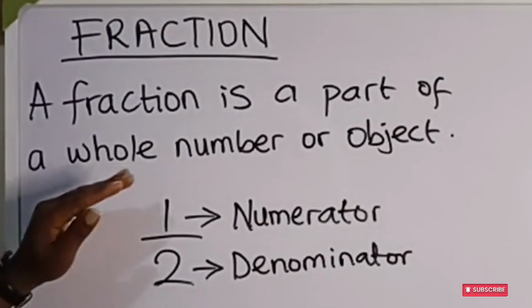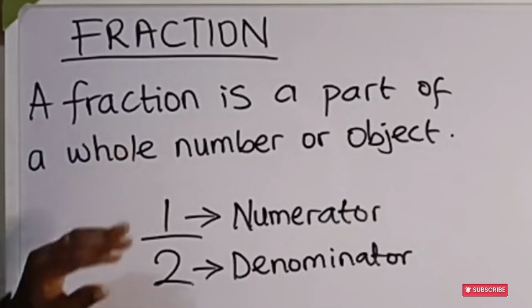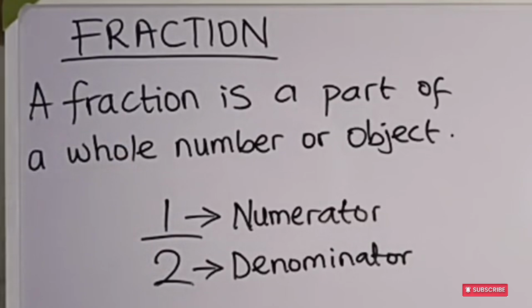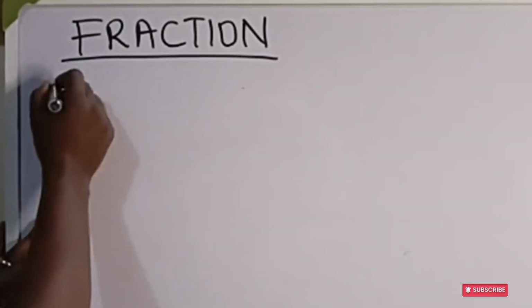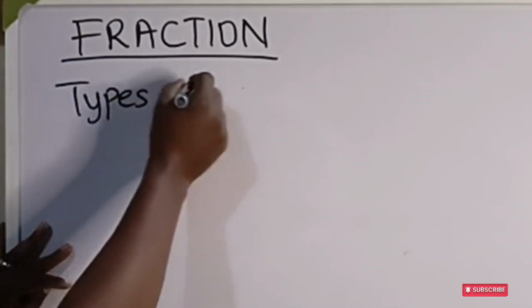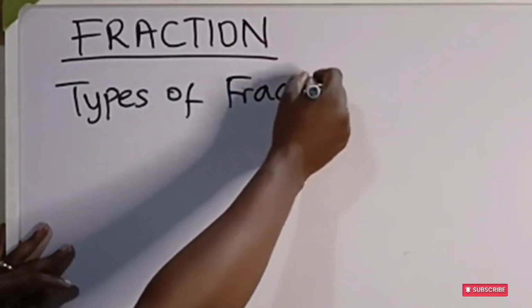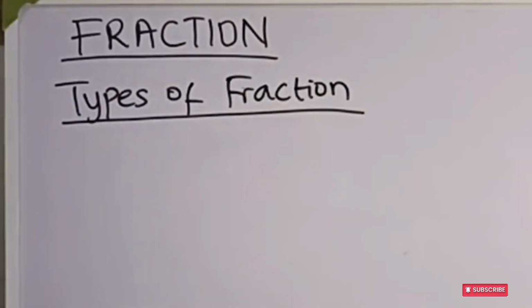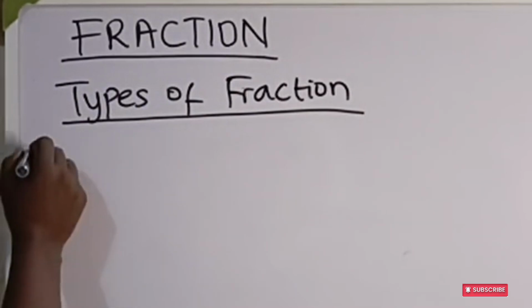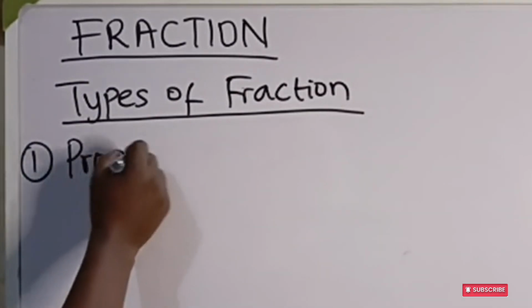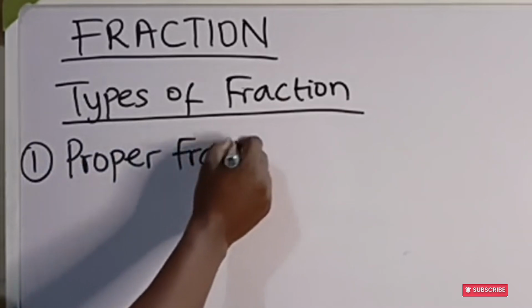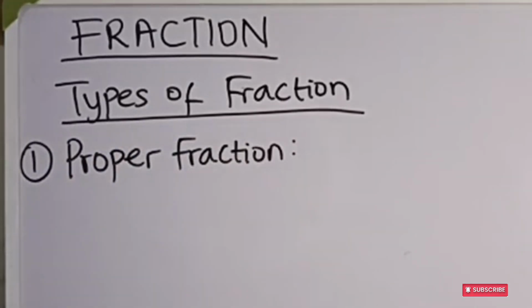So the particular number we have on top and the one we have at the bottom will determine the type of fraction we are working with. So the next thing we're going to look at is types of fraction. So there are basically three types of fractions. The first one is proper fraction. Proper fraction. So what is a proper fraction?